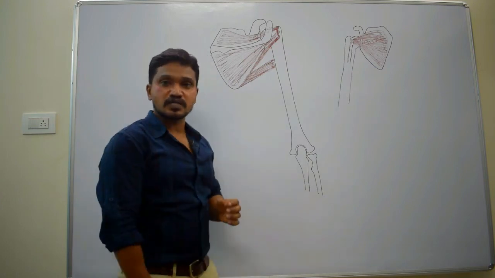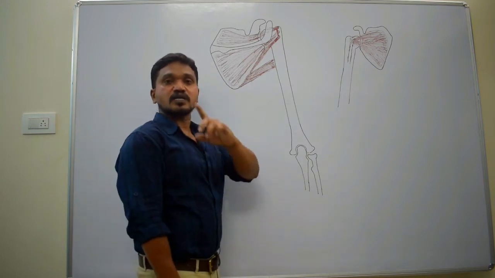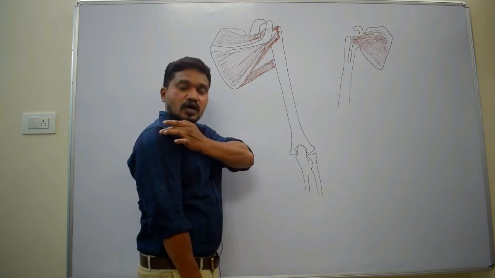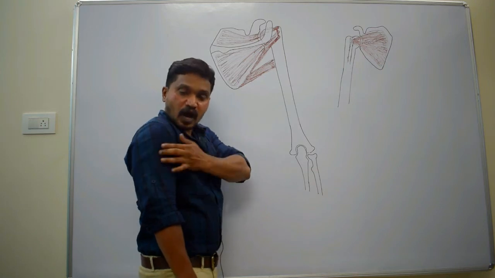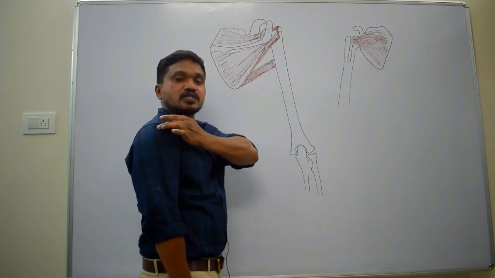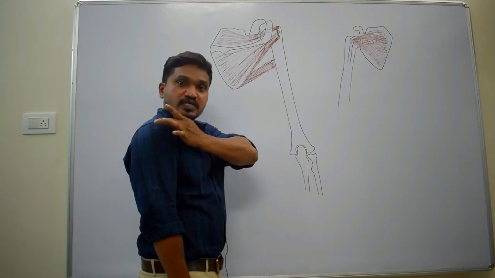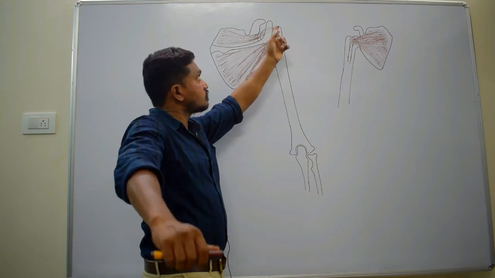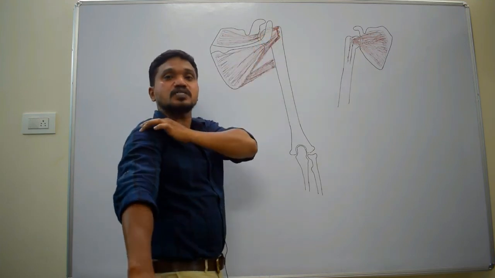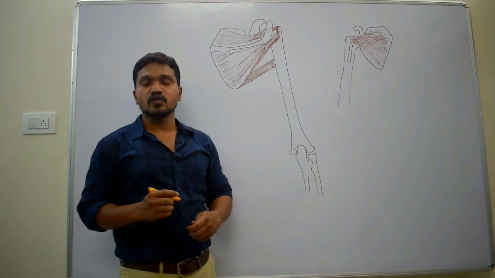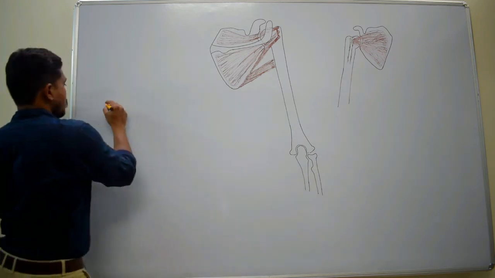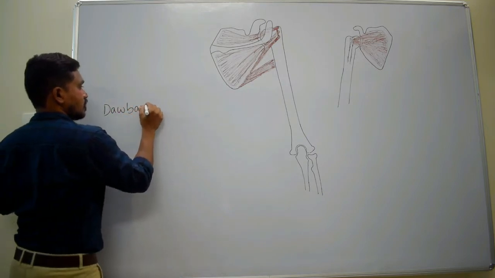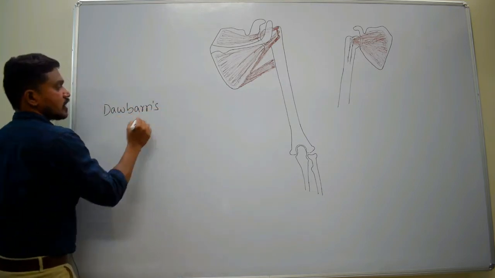In case of subacromial bursitis, if you want to check whether it is present or not, you have to compress over the upper part of the deltoid muscle when the arm is at the side. When you compress here, the patient feels pain. And if you compress at the same point when the patient abducts, the subacromial bursa will be pushed medially, so the patient will not feel pain. That sign we call Dawbarn's sign. D-A-W-B-A-R-N apostrophe S. Dawbarn's sign.